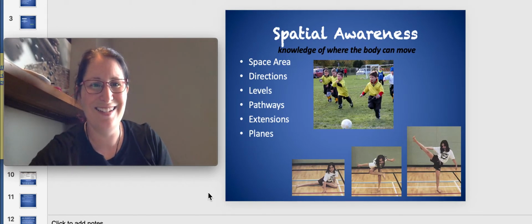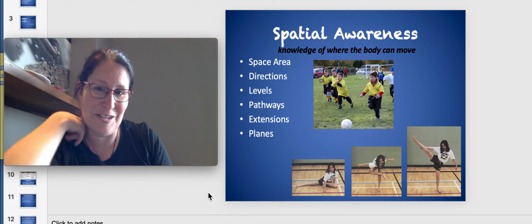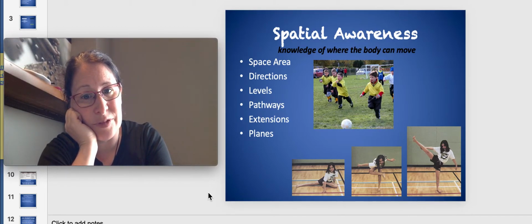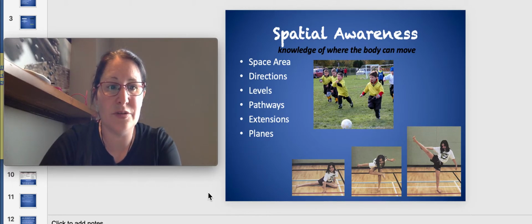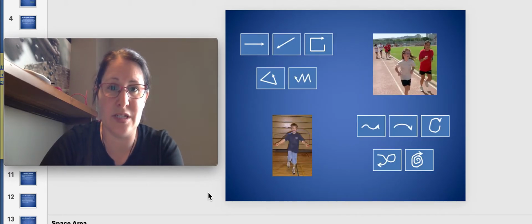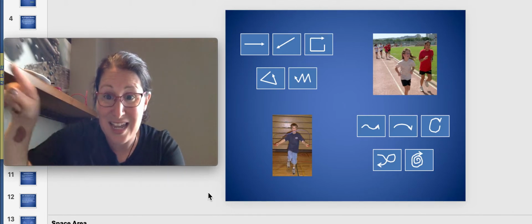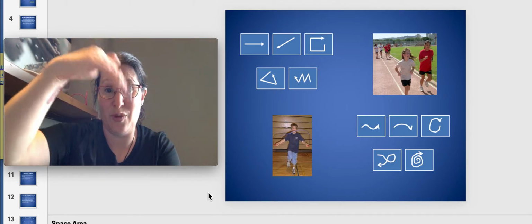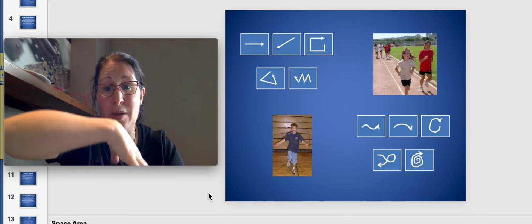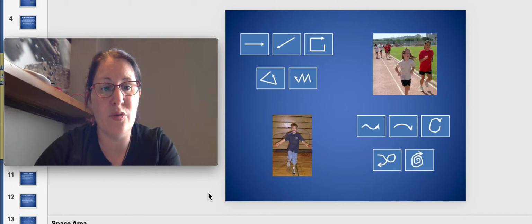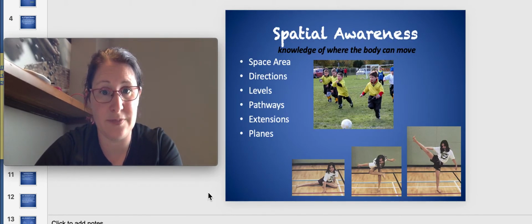Spatial awareness. Right now I'm very spatially aware. So this is where the body can move: area, directions, levels, pathways, extensions, planes. Like on this next slide, you can see you can run forwards, on a diagonal, in a square, in a triangle, zigzag. Maybe you're running in a wavy, curvy pattern. Maybe you're moving your body in a circle. Maybe you're twisting. So that is your spatial awareness.